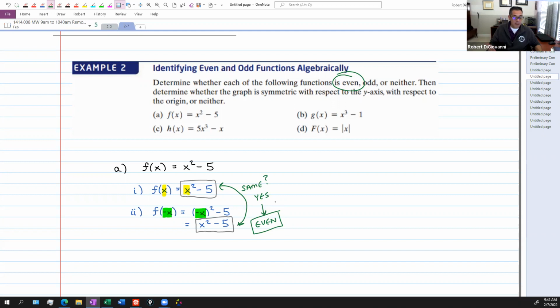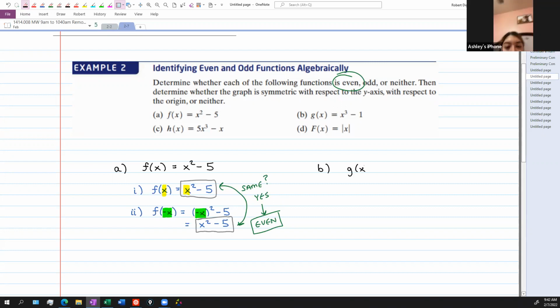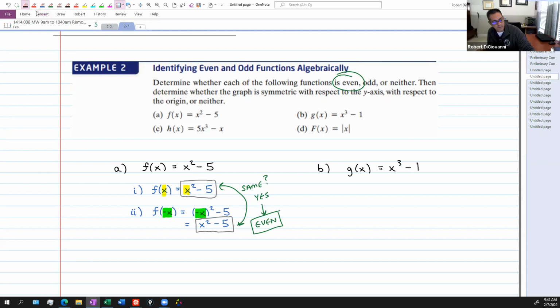So let's go to part B, all right? And remember, I told you, a function can be even, odd, or neither. You cannot be even and odd at the same time, okay? It's even or odd or neither, 3 possibilities. So now we're gonna move on to B. g of x is x cubed minus 1. Okay, so here we go. First thing I'm gonna do is plug in x, which doesn't do anything. It's the original function, all right?